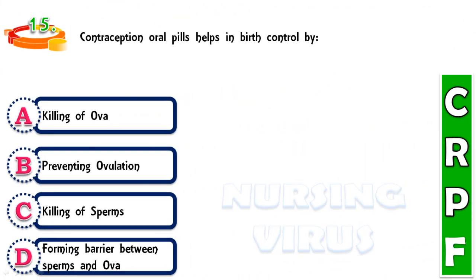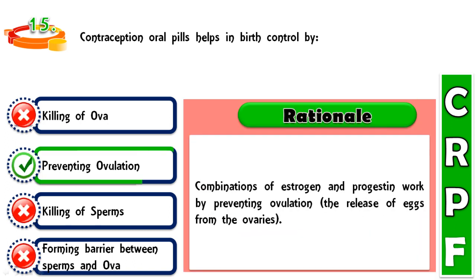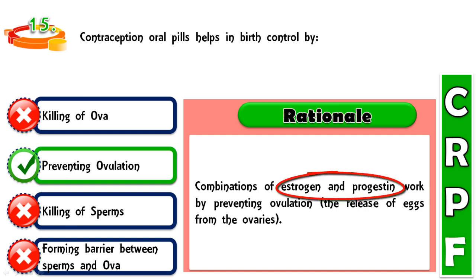15. Oral contraceptive pills help in birth control by killing ova, preventing ovulation, killing sperms, or forming a barrier between sperms and ova. So the correct answer is preventing ovulation. The combination of estrogen and progesterone works by preventing ovulation, the release of eggs from the ovaries.